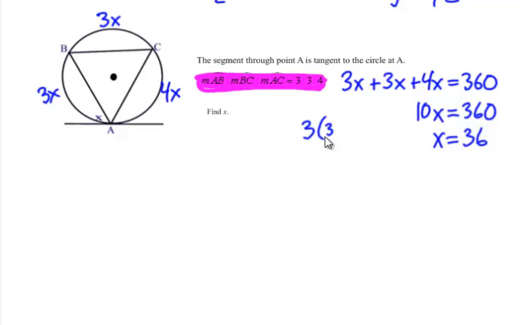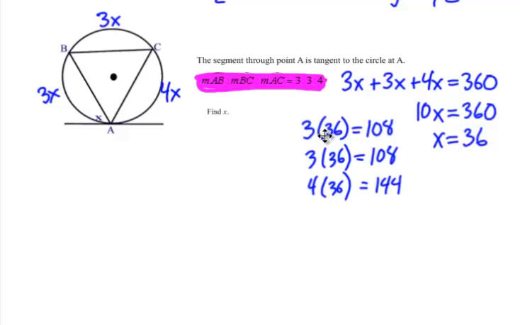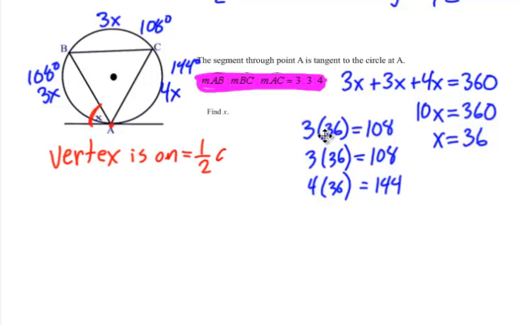So 3 times 36 is, I think, 108. 3 times 36, 108. And then 4 times 36 is 144. So we have an arc here of 108 degrees, 108 degrees, and 144 degrees. Now, what are we trying to find in this question? Well, we're trying to find this angle right here. Vertex is on the circle. Okay, so the vertex is on. That means it's going to equal half the arc.